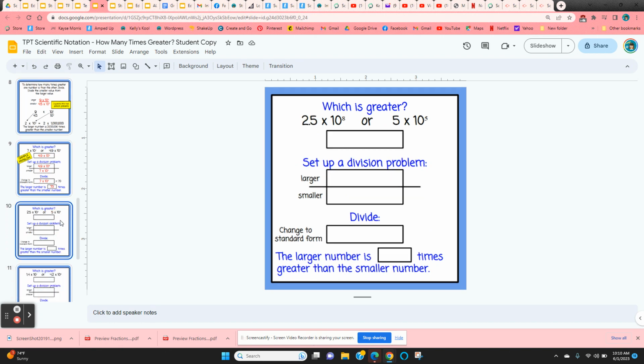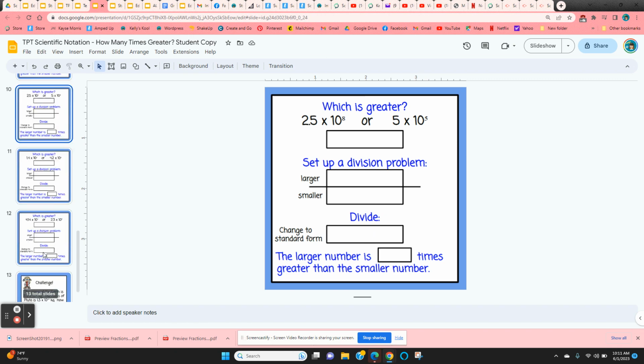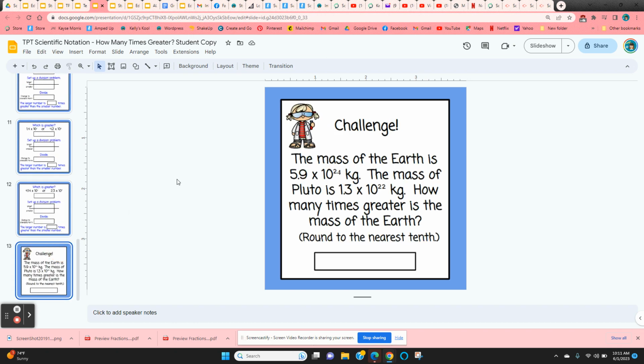So they're given a few of these to practice. They're just going to determine which is greater, set up their division problem, do the division, and then change it to standard form. When they get to the last slide, it's a challenge problem.